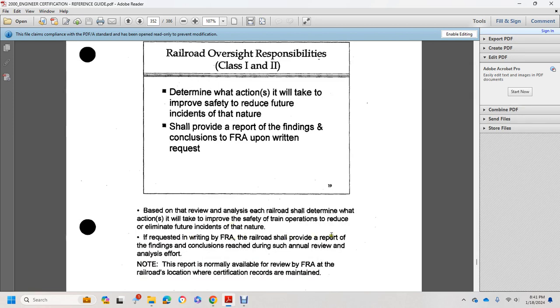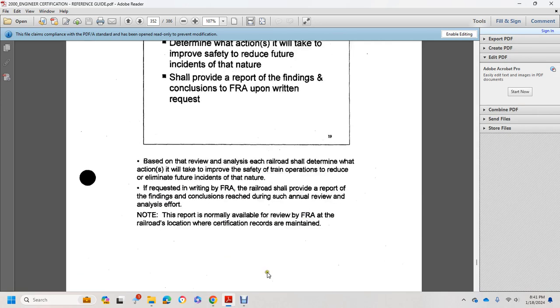Upon written request by the FRA, the railroad shall provide a report of the findings and conclusions reached during such annual review with the analysis effort. Note the report is normally available for review by the FRA at the railroad locations. Certifications are maintained.